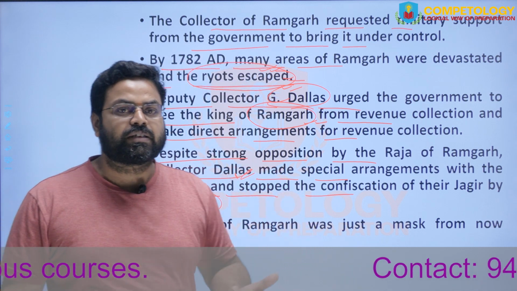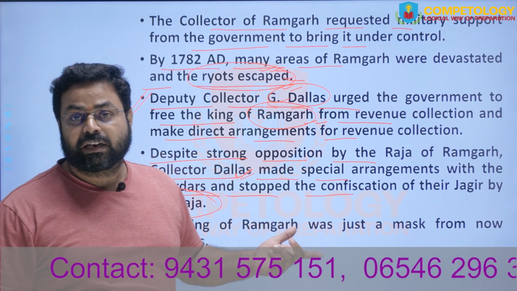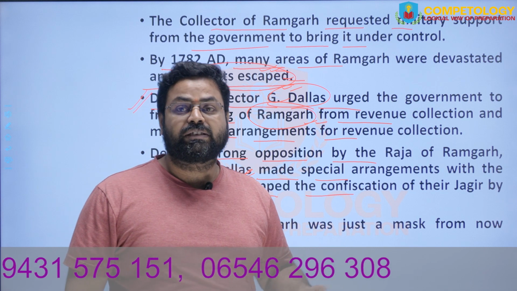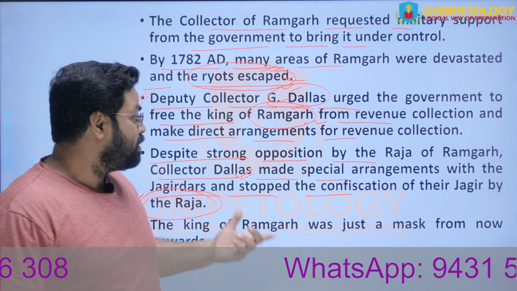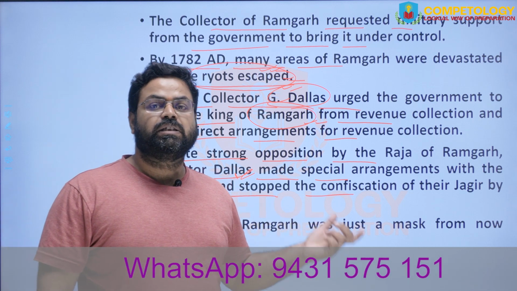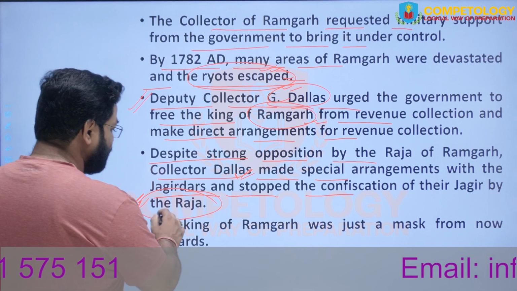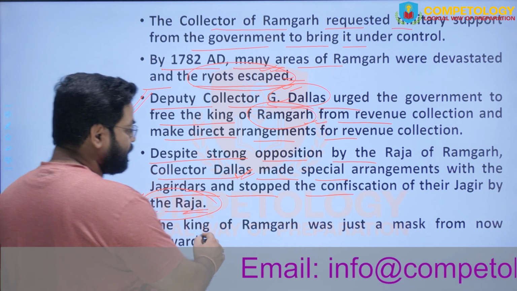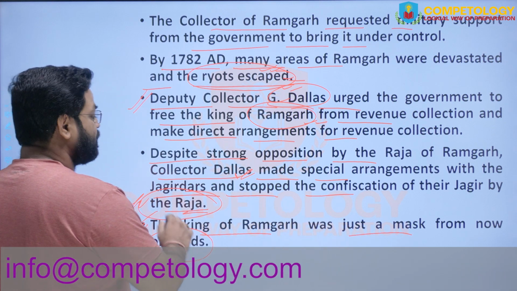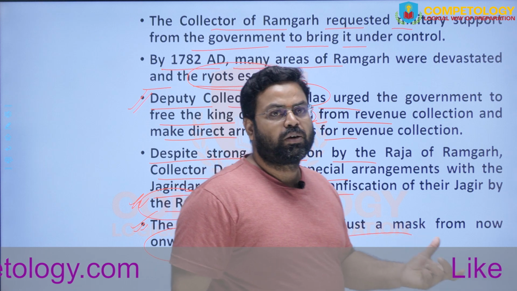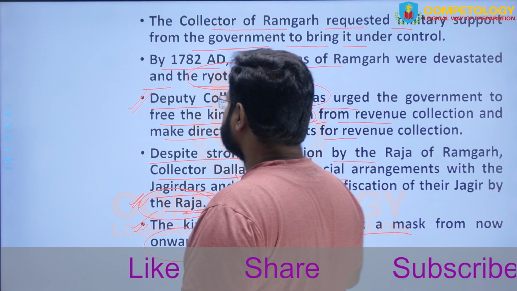And because of this arrangement, the Jagirdars became happy. Nobody will take my property now. There is no threat to our existence, no threat to our income, no threat to our land. So they sided with the Britishers, and this further weakened the position of the king of Ramgarh, and thereafter the king of Ramgarh just became a mask, in whose name the actual rule was being run by the Britishers, right? So this was the situation.